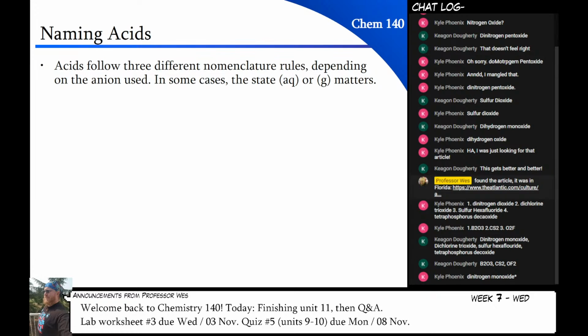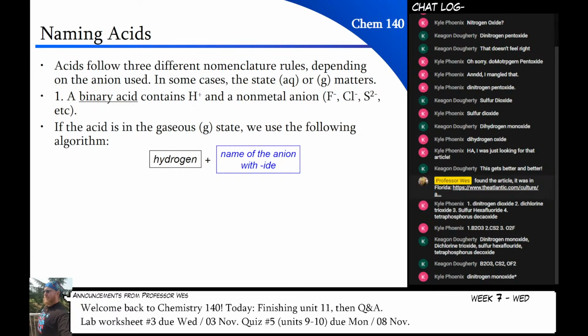Now, in some cases, the state even matters. We'll talk about that in just a second. But the first set of acids that we're going to name, for set of rules number 1, is the binary acid. The binary acid rules actually encompass anything that ends with "ide." So, for example, here we've got fluoride, chloride, sulfide, etc.